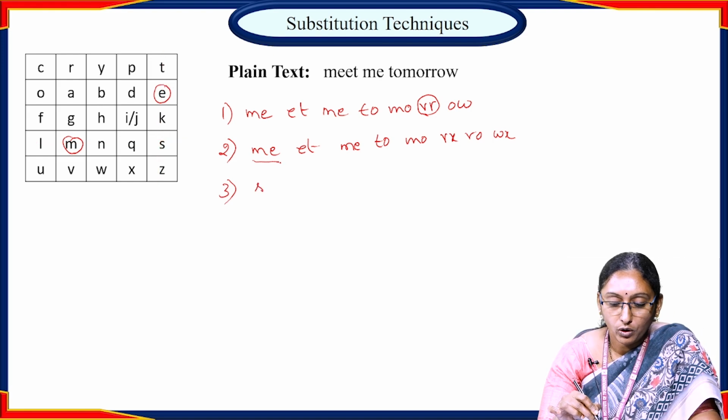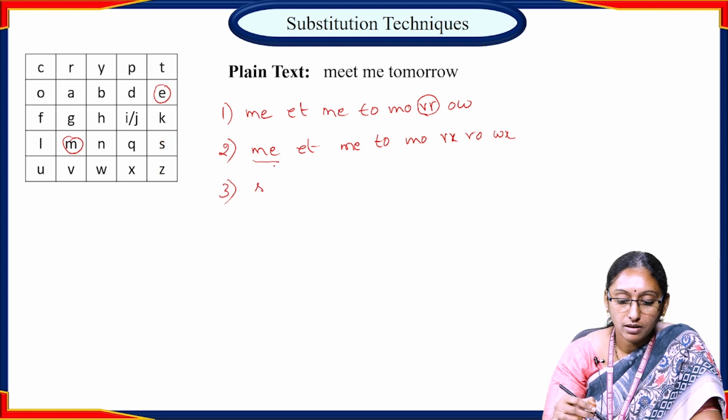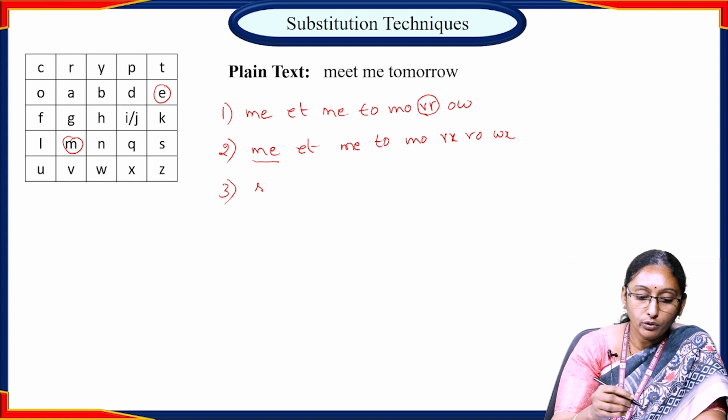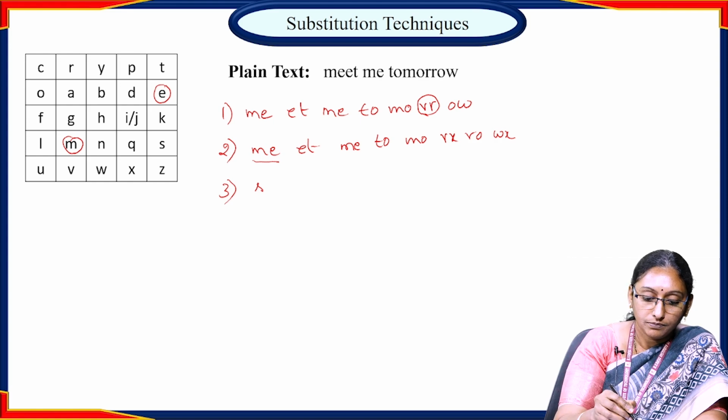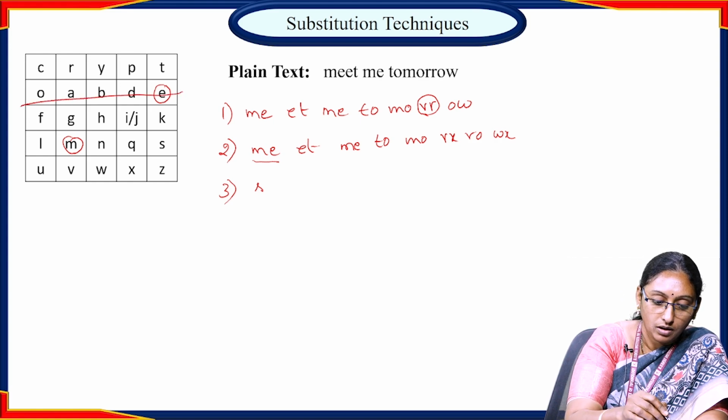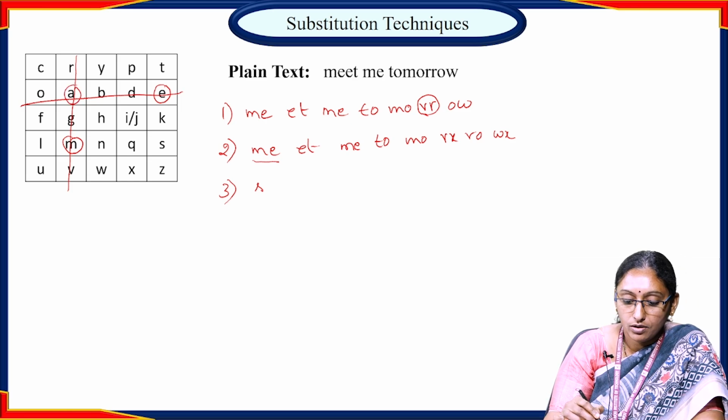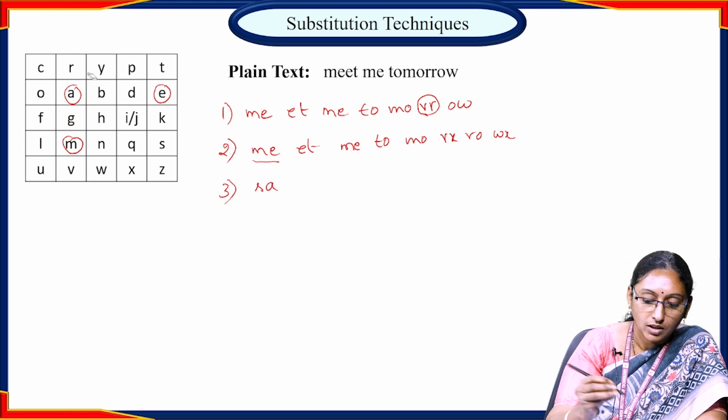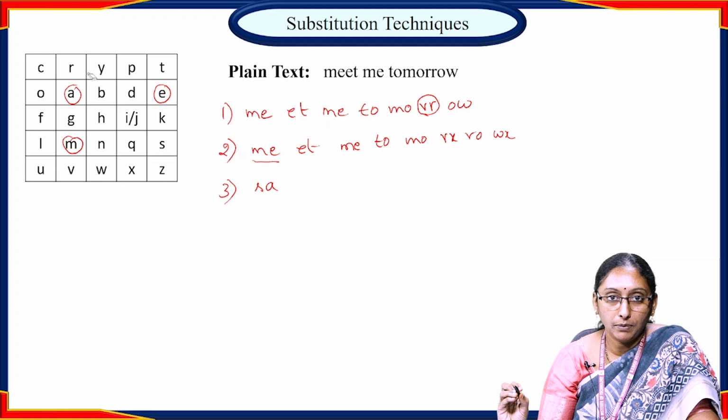Next, how can E be replaced? You need to consider E row and M column. What is the intersection point? Letter A. So E is replaced with A. So like this we can convert M, E.